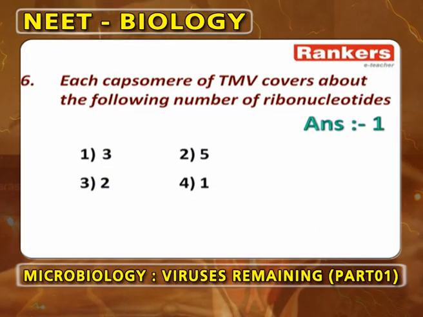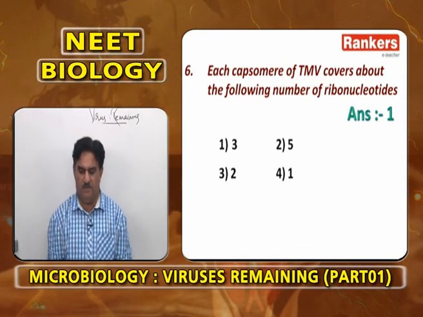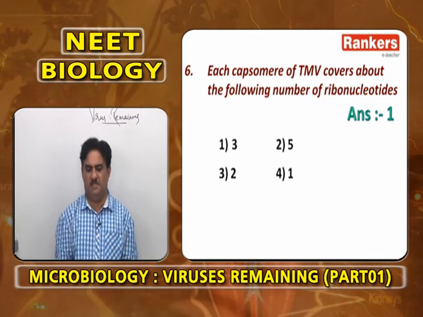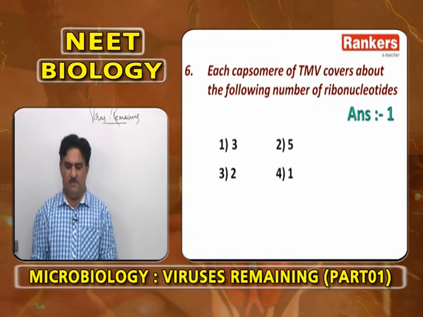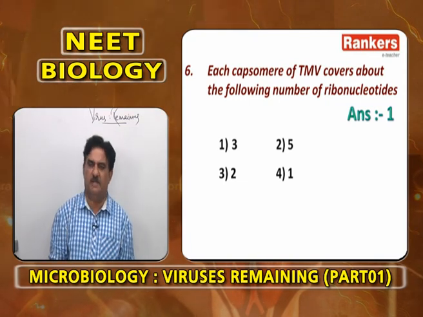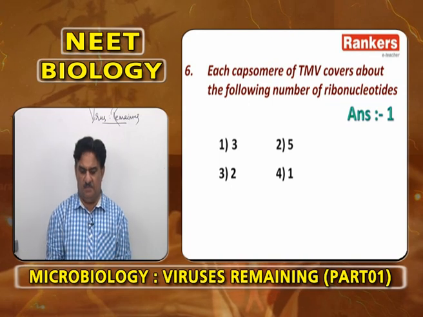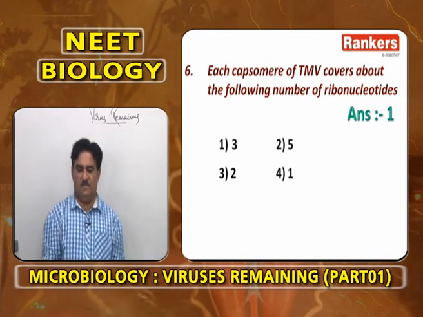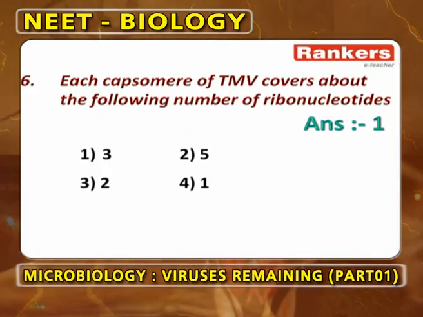Next. Each capsomere of tobacco mosaic virus covers about the following number of ribonucleotides. The ribonucleotide number is 6500. The capsomere number is 2130. So, it is around 3. So, the answer is 3. Each capsomere of tobacco mosaic virus covers about 3 ribonucleotides. First option.